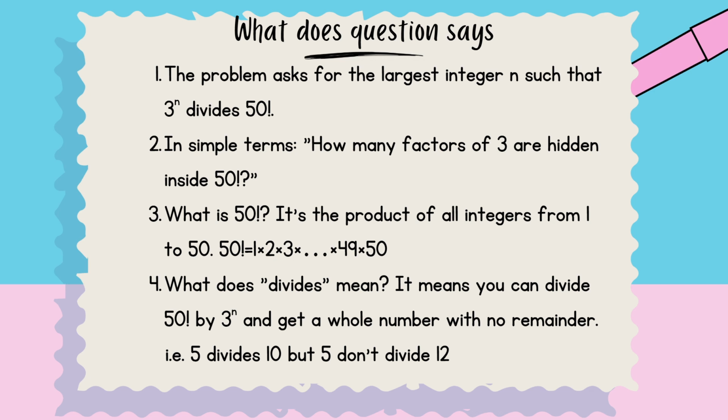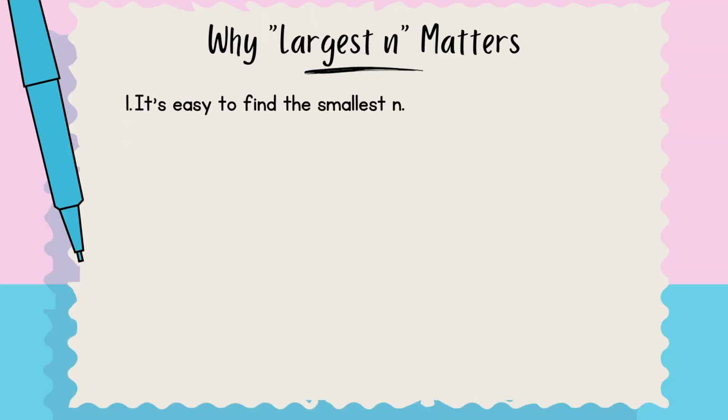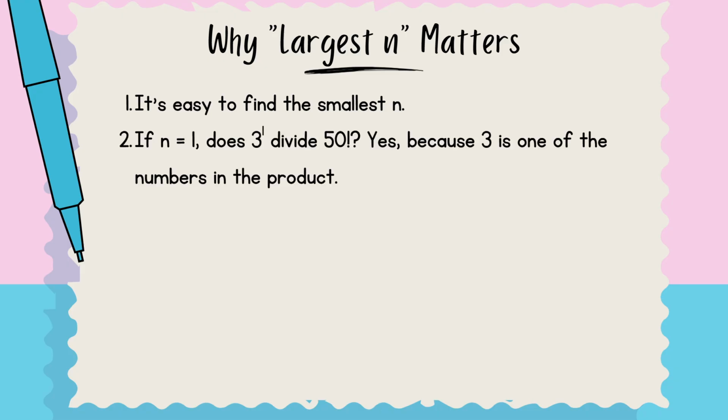In the exam they can ask for the smallest integer also. But why does the largest n matter, and why does the smallest n not matter that much? Because it's easy to find the smallest n. Why? Let's take n equal to 1. Does 3 to the power 1 divide 50 factorial? Yes, because 3 is one of the numbers in the product. In 50 factorial we have many 3's.